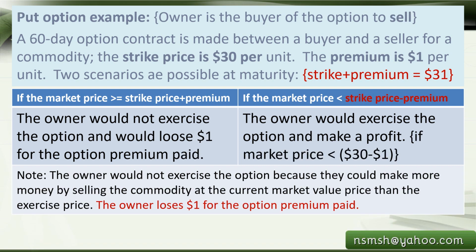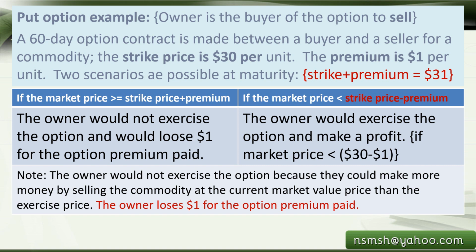In this example, we are seeing the put option. That means the buyer is the owner of that selling option. A 60-day option contract is made between a buyer and a seller for a commodity. The strike price is $30 per unit. The premium is $1 per unit. So you have the strike price 30 plus 1, $31. So keep that in mind.